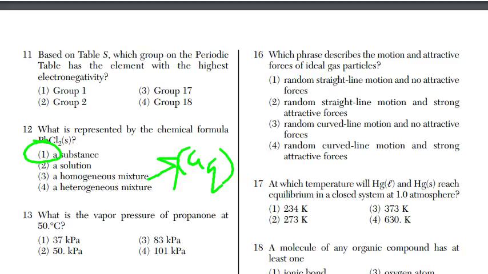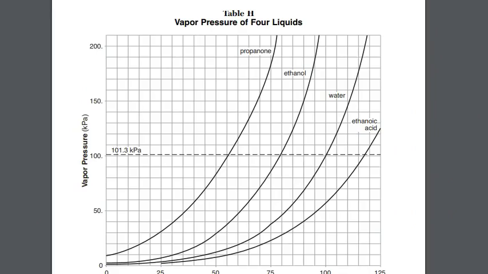Looking at 13, we're asked about the vapor pressure of propanone at 50 degrees Celsius. You're not guessing here, folks. It's on the reference table. So let's go take a look. So here it is, reference table H. This is known as the vapor pressure diagram. And we were dealing with 50 degrees Celsius and propanone and looking for the vapor pressure.